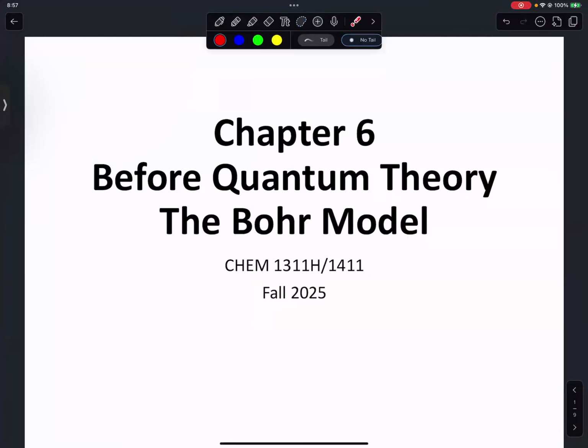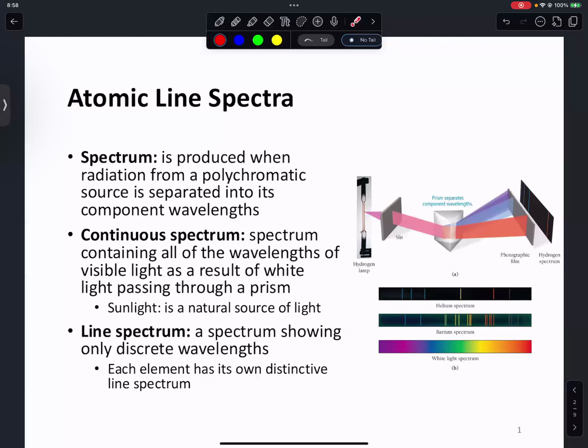In a previous video, I talked about two of the experiments that led to the discovery of the quantum theory, which are the black body radiation and then the photoelectric effect. And in this video, I'm going to extend this through the Bohr model, which is the third experiment that I'm going to talk about. And before we talk about the Bohr model, I want to first talk about some terminology that we're going to be using when talking about the Bohr model, starting with spectrum.